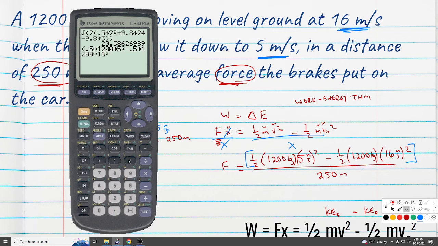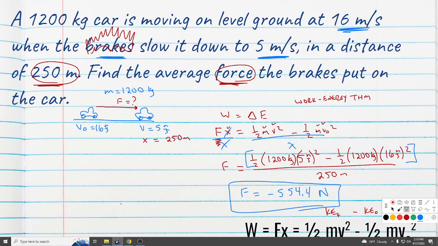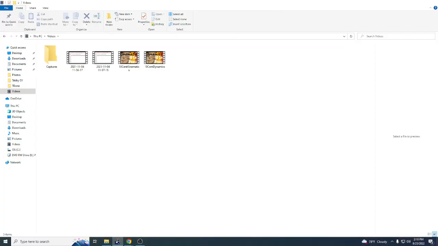I think you can see this is already going to come up a negative right there. I'm going to divide by 250, and there's negative 554 joules. Wait a minute, I'm sorry, we're looking for a force. Negative 554.4, it's a force, so it's a Newton. This would all be in joules, and I divide by meters, and I'm going to end up with a Newton there. Okay? So that's the force that the brakes have to put on the car to slow it down.